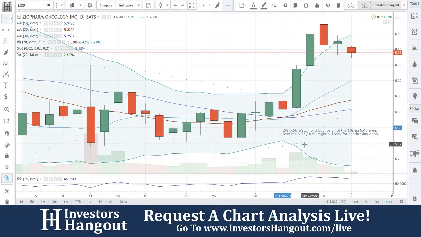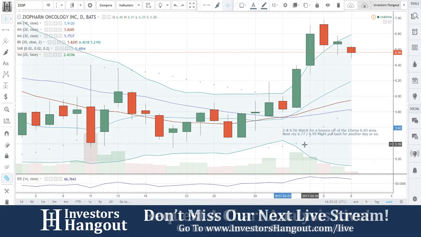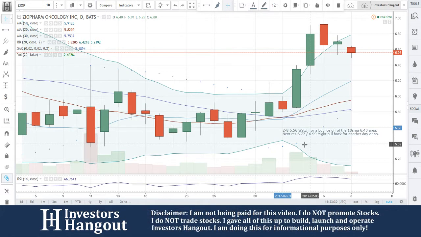Again, for the chart one more time, $6.56. Watch for a bounce off of the 10-day simple moving average, 640 area. Next resistance at 677, 699. It might pull back for another day or so, but you're going to be watching for that bounce. Again, ZIOP. If you're following this one, head over to investorshangout.com/live and let us know when to take a look at it again.